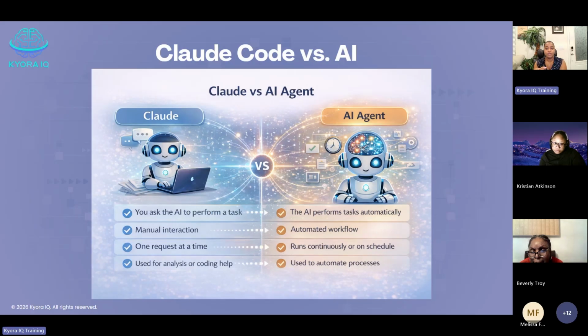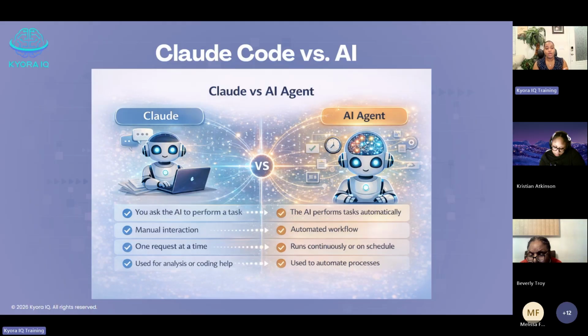And so we left off on this slide. So Claude Code versus AI. Claude, I should have just put Claude. Claude versus AI agent. You ask the AI to perform a task. It does some manual interaction, one request at a time, and is used for analysis or coding help. Whereas with an AI agent, the AI actually performs the task automatically. It has an automated workflow, runs continuously on a schedule, and is used to automate a process.